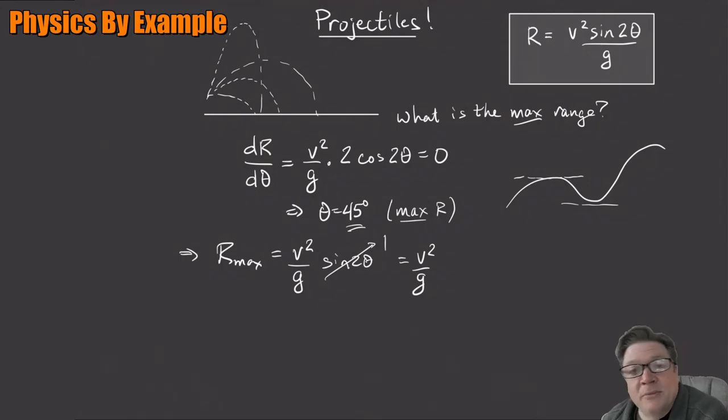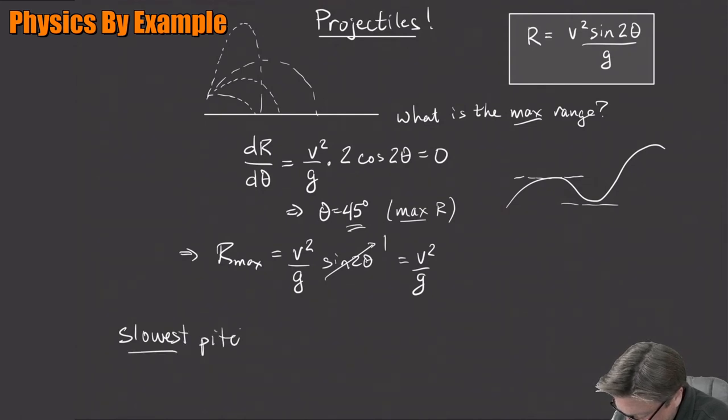We can answer some interesting questions this way, like, what is the slowest possible pitch in baseball that can get to home plate? How slow can you possibly throw the ball and it gets there? Well, what you're really saying, implicit in there, is that you're going to launch it on the trajectory that carries it the farthest for a given speed. So we want that R max. So the slowest pitch is going to be where we have R max, the maximum possible range for that speed.